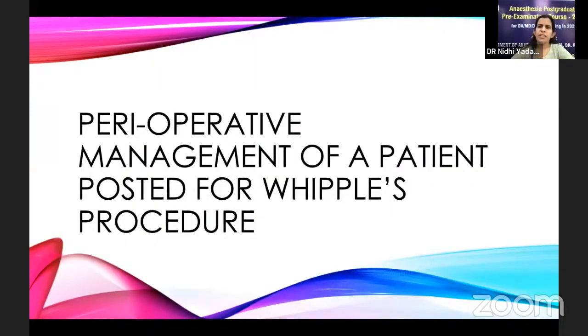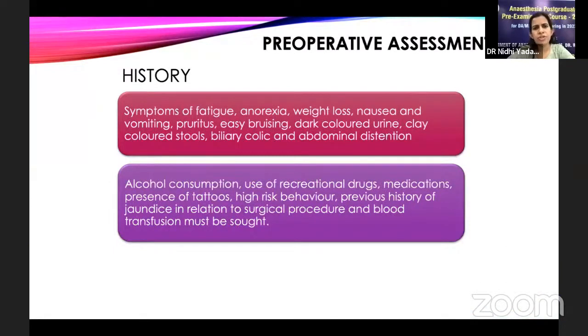What is the perioperative management of a patient who is posted for Whipple's procedure? First, we go into history of symptoms of fatigue, anorexia, weight loss, nausea and vomiting, pruritus, easy bruising, dark colored urine and clay colored stools, biliary colic, and abdominal distension. Alcohol consumption, use of recreational drugs, medications, presence of tattoos, high risk behavior, previous history of jaundice in relation to surgical procedure, and blood transfusion should be sought out.